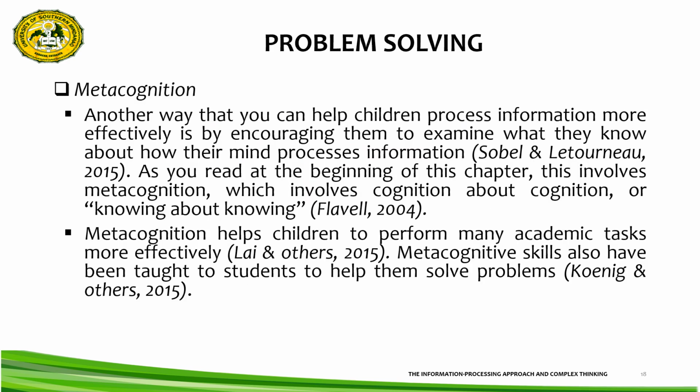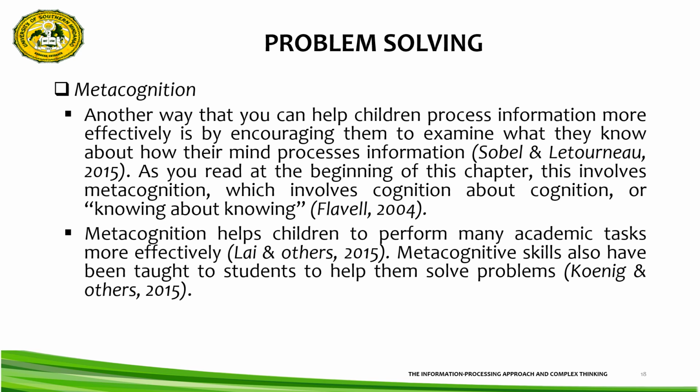So that wraps up our two lessons on the nature of the information processing approach and also on attention, memory, expertise, and thinking. Now, for the third lesson, we have problem solving. So, what are the things that we need to understand about problem solving? Mainly, it is all about metacognition. So, as defined, another way that you can help children process information more effectively is by encouraging them to examine what they know about how their mind processes information. This is according to Sobel and Letourneau from 2015.